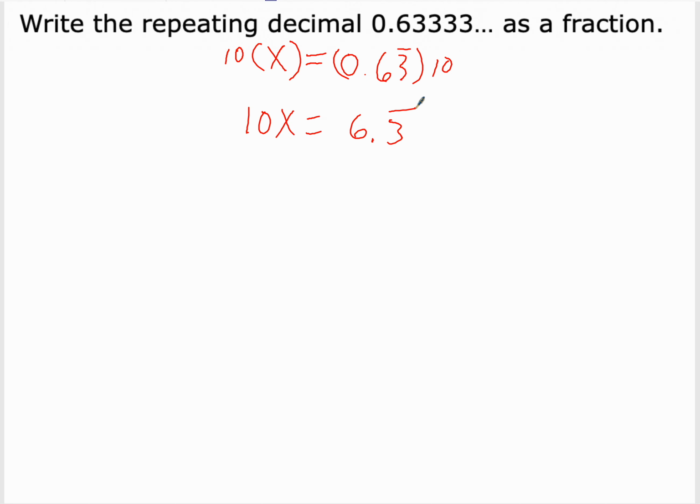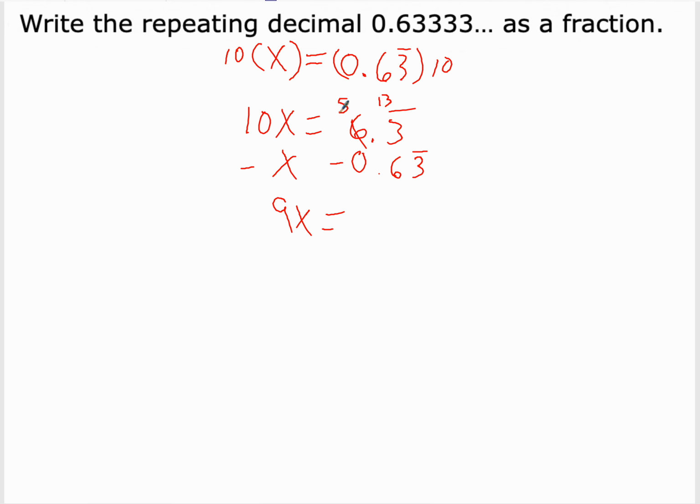Next move, you're going to subtract. I'm going to subtract 0.63 repeating, that original value, and over here I need to subtract x. So 10x minus 1x is 9x. And on this side, the repeating part drops out, which is what we want. And here I would have a 3 minus 6, which I can't do, so I have to borrow. Remember doing that?